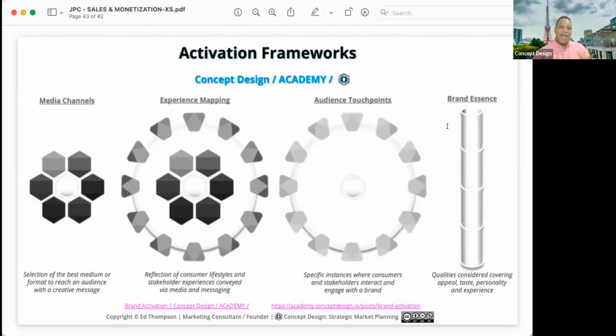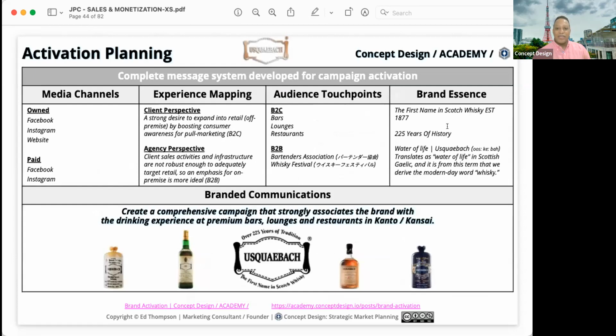But usually for branding, what we do is we have activation frameworks where we choose media, we choose the experiences, the audience touch points, and the brand essence. And so the next few slides are a very condensed way of understanding how ad campaigns are sometimes built. The activation planning has to include the media channels, the experiences, the touch points, and the essence, and we come up with branded communications. We want to create a comprehensive campaign that strongly associates the brand with the drinking experience at premium bars, lounges, and restaurants in Kanto and Kansai.